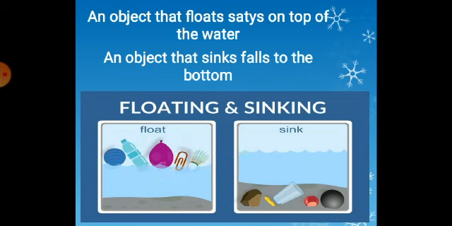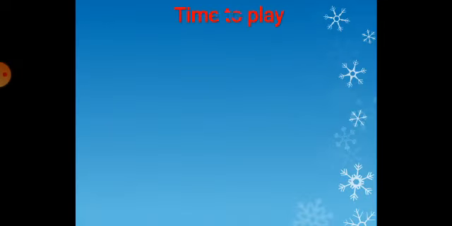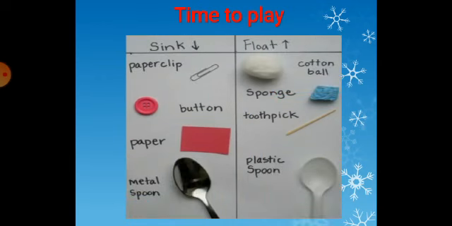So again, an object that floats like that stays on top of the water, and objects that sink fall to the bottom. And here I want all of you to write them down. So bring a paper and divide it into two parts. One part for float and another part for sink. And try to write down which object is floating and which object is sinking.